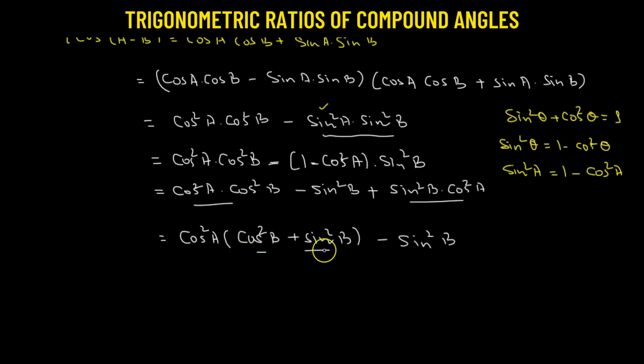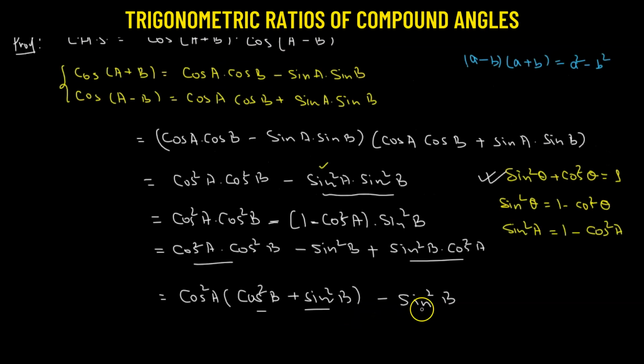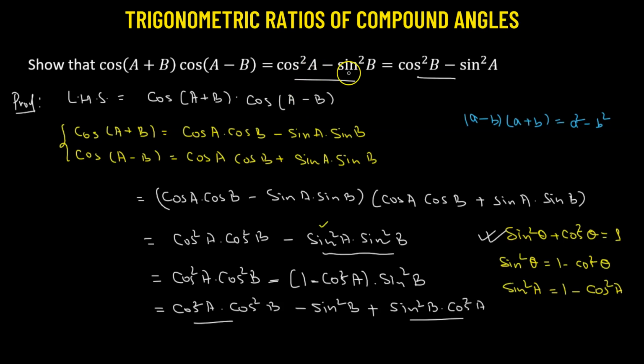Now cosine squared b plus sine squared b is a standard identity. Here theta is represented by b, so this value is going to be equal to 1. So we have cosine squared a multiplied by 1, minus sine squared b. That gives us the value cosine squared a minus sine squared b, which is the expression on the right hand side. So let's verify. We have obtained cosine squared a minus sine squared b.